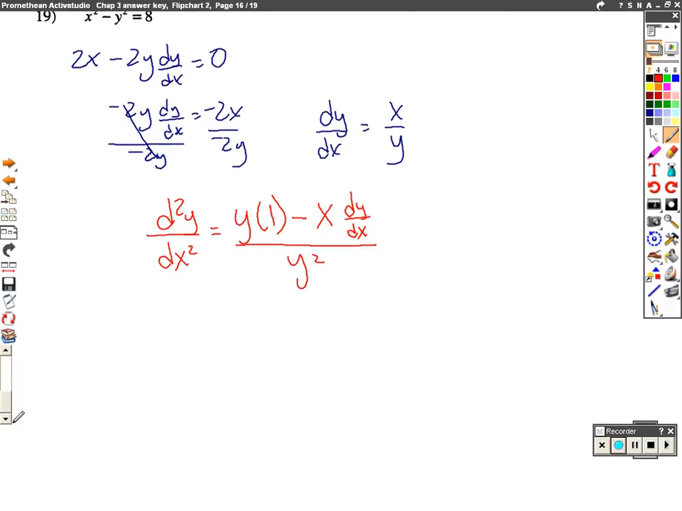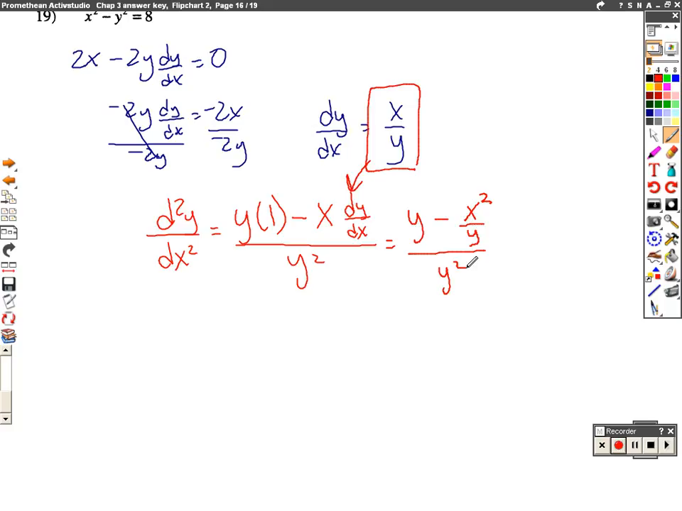Alright, we can't leave dy dx in our answer, but we do know what it equals. It equals x over y. So we can rewrite this as y minus x times x over y, so it will actually be x squared over y, all over y squared.